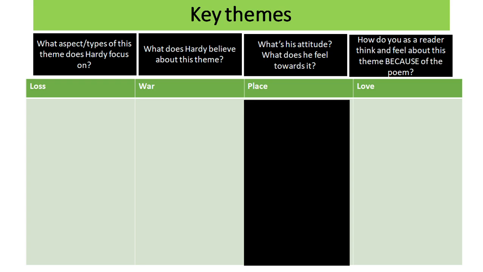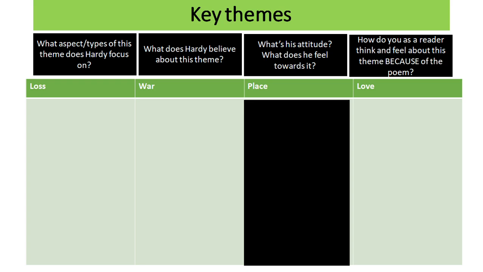Now, when you are asking yourself how a theme is presented in a poem, because that's always going to be a question, how is place presented in Away from London? How is love presented in Away from London, etc. There are 4 key questions across the top there that I would like you to ask yourself. So underneath the title, Key Themes, can you please write down those 4 key questions? What aspect or types of this theme does Hardy choose to focus on? What does Hardy believe about this theme? Now, obviously, you have to interpret his language to work that out. What's his attitude? What does he feel towards it?